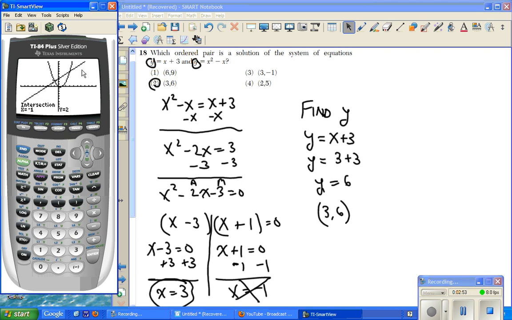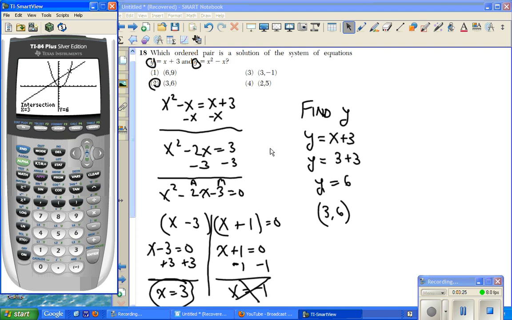So we want to check out the other intersection point. We'll go through the same process. Second trace, which is the calculate. Choice 5. Using the right arrow, we'll move that flashing cursor over to the point of intersection. Once it's pretty close to that point of intersection, I'll hit enter 3 times. And it says 3 comma 6. So that's another way to get the answer.